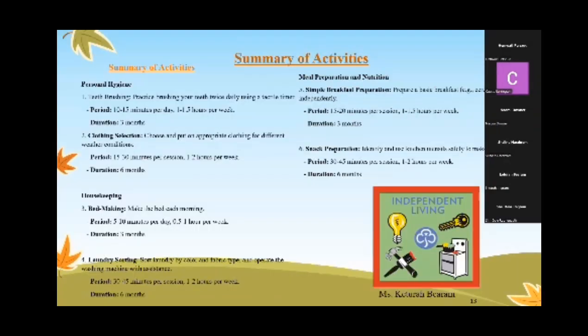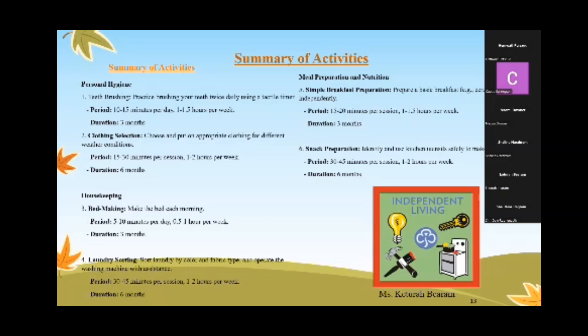Hello, everyone. My name is Ketiro Biram, and I'm doing the summary of activities. For personal hygiene, teeth brushing, practice brushing your teeth twice daily using a tactile timer. The period will be 10 to 15 minutes per day and 1 to 1.5 hours per week. The duration will be 3 months. Clothing selection, choose and put on appropriate clothing for different weather conditions. Period, 15 to 30 minutes per session, 1 to 2 hours per week. Duration will be 6 months.